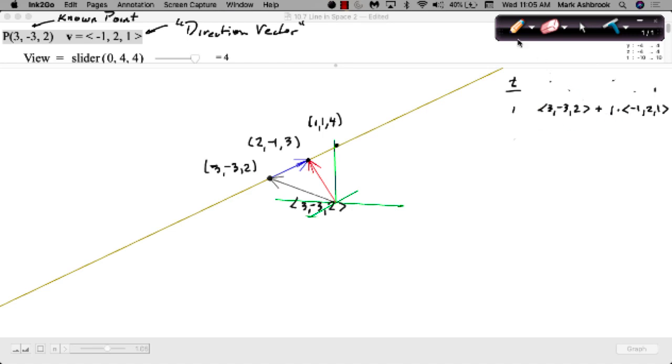Yeah. So then the next one we did was we said, let's take 2 times the direction vector. So what would it be? We start with the same known point, and then we added 2 times that direction vector. And what was the result then? That equaled, so I'll do it in red. What did I get for that? That was the 1, 1, 4, right? What did I get for the first one? 2, negative 1, 3. And let's do one more. Let's make t negative 4.